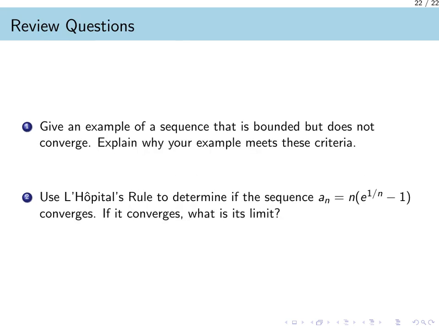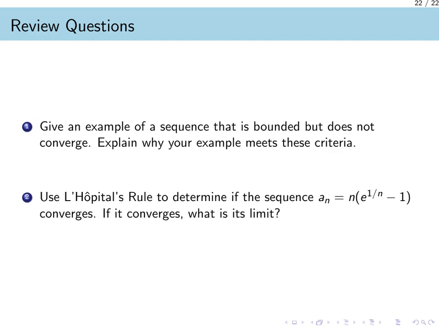Let us work through a final example using L'Hopital's rule. We want to find the limit of the sequence a_n equals n times the quantity e^(1/n) minus 1. As n approaches infinity, this becomes the indeterminate form, infinity times 0. To handle this, we can rewrite the sequence as a fraction by moving n to the denominator. This gives us the expression e^(1/n) minus 1, all divided by 1/n. Now, as n goes to infinity, we have the 0 over 0 form.